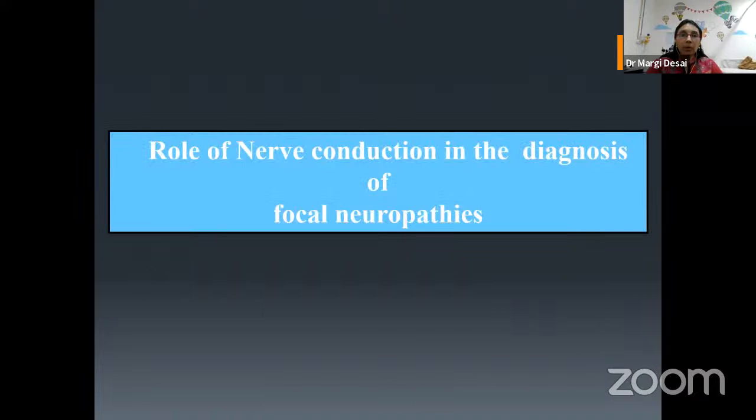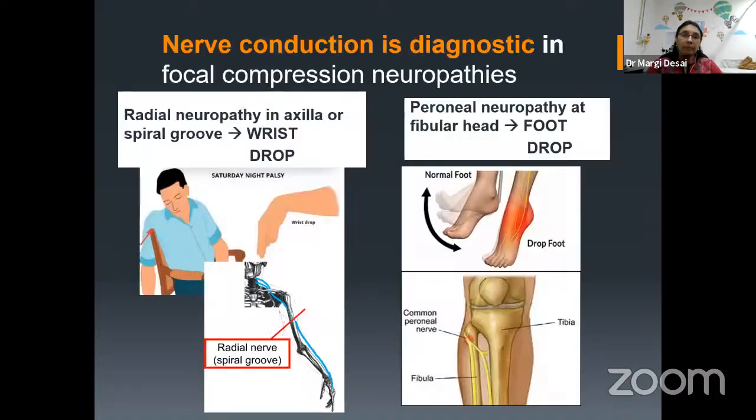Let's look at the role of nerve conduction in the diagnosis of focal neuropathies. Up until now, we discussed generalized neuropathies, which affected both arms and both legs. What about focal neuropathies? Nerve conduction is diagnostic in focal compression neuropathies.